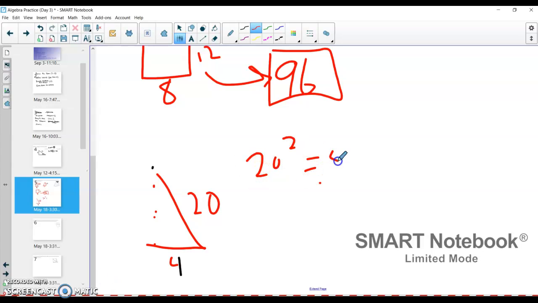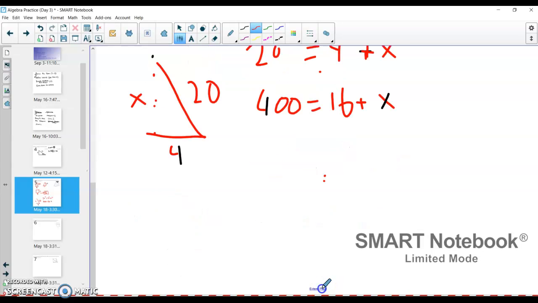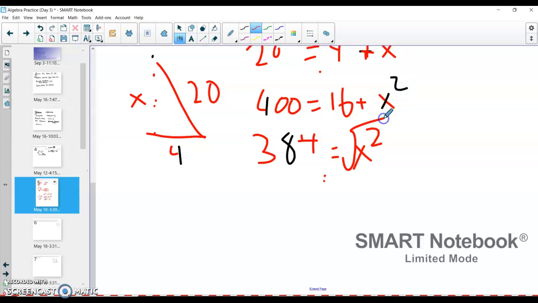20 squared equals 4 squared minus x squared to find that height x. Once we have that height x, we can find the area of this triangle. This would be 20 squared is 400. That's 16 minus x squared. Excuse me, it's plus. Pythagorean theorem, a squared plus b squared. Okay, I can subtract over the 16. That gives me 384 equals x squared, and then I can square root this to find the height.